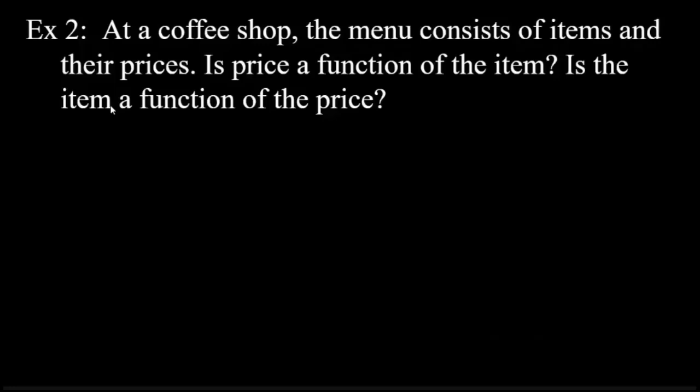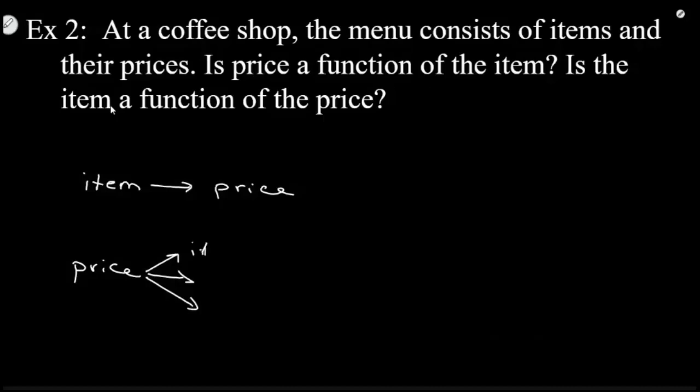So remember that the item going to its specific price, that's going to be a function. Because if I look at the item on the menu, I can figure out the price. There's only one price for it. There's not two prices for it. But if you know a price, does it make sense there could be multiple items that all have that same price? Oops, item.